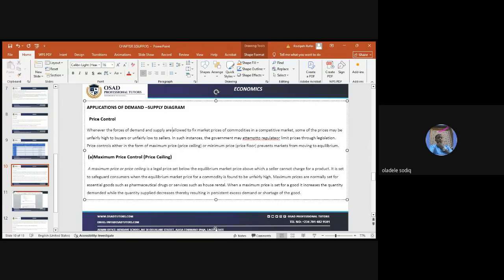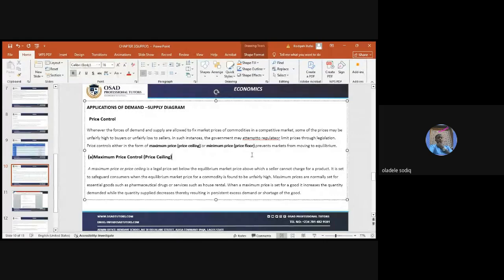So price control can either be in the form of what? Maximum price. So maximum price is also called what? Price ceiling. Please be taking note of all these things while we are rounding up. Price ceiling is also the same thing as maximum price. Or we also have minimum price, which we call price floor. Which we call price what? Floor. Now, why is government doing this?